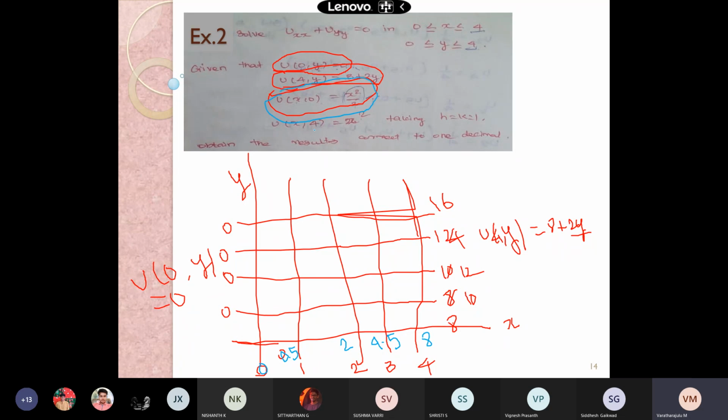And the fourth boundary is u of x comma 4 is equal to x square. Here it is 0 square 0, 1 square 1, 2 square is 4, 3 square is 9, 4 square is 16. Already we have 16. This has to coincide with the other information. So in this way you can find the various boundary conditions.